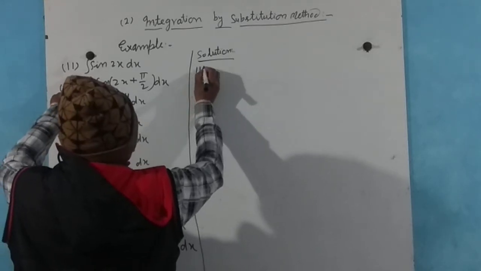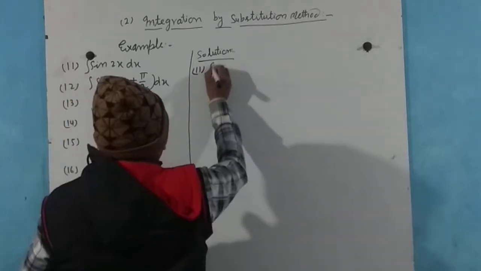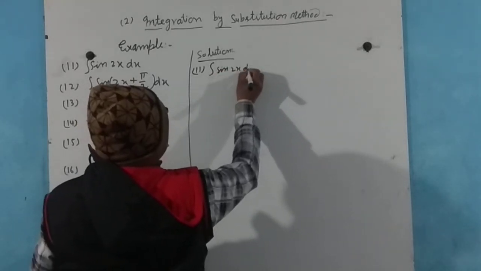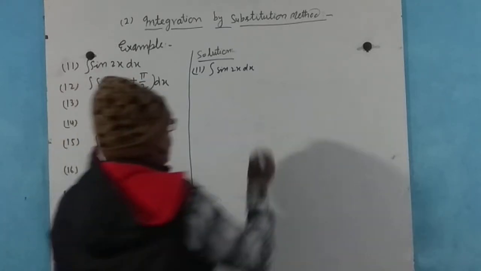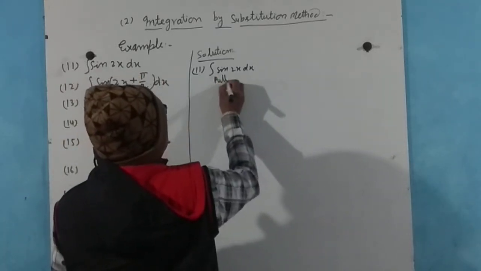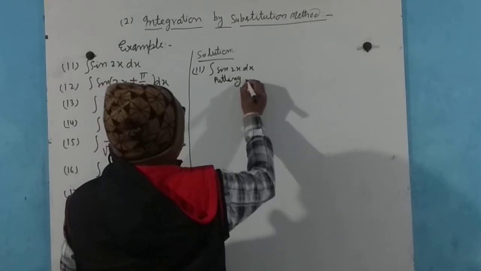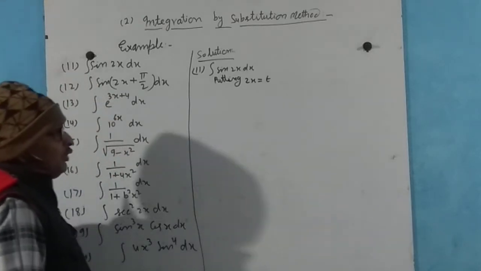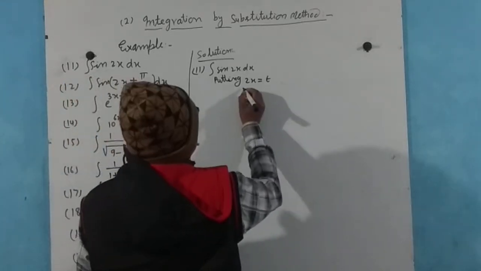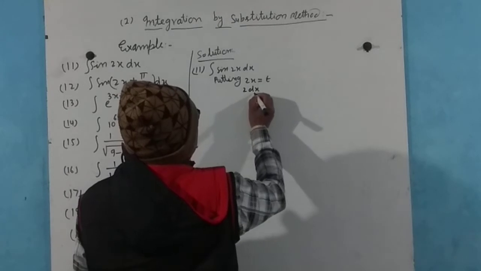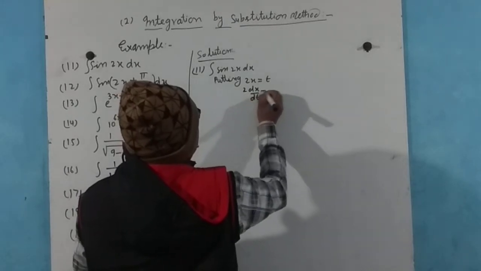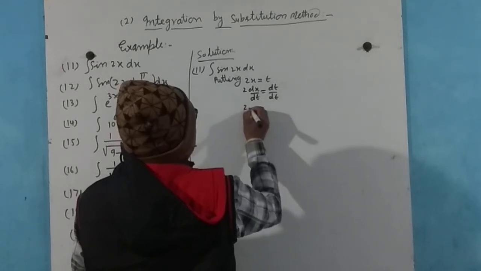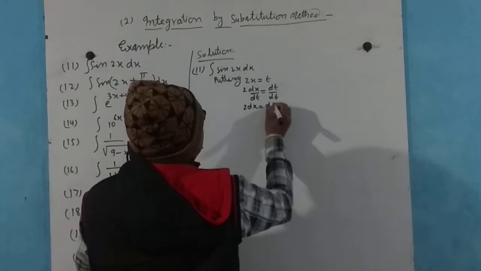Question number 11 here, integration of sin 2x dx. Putting 2x equal to t, then differentiate it with respect to t. 2 dx by dt equal to dt by dt. This is 1, so that 2 dx equal to dt.